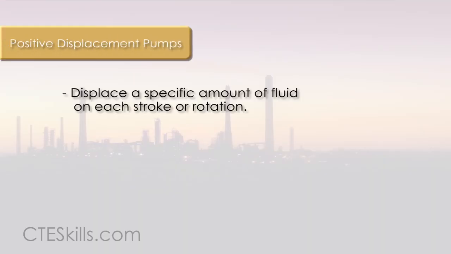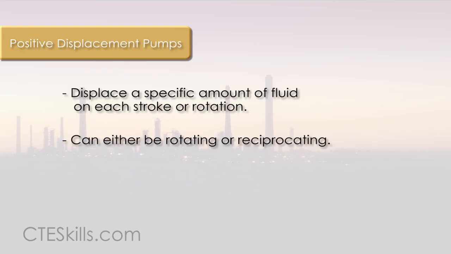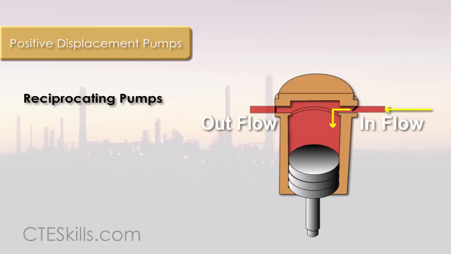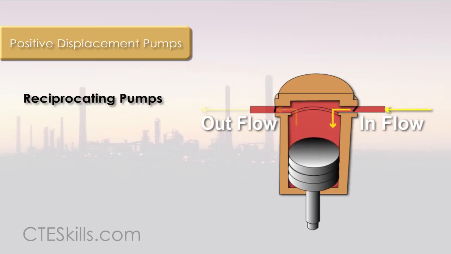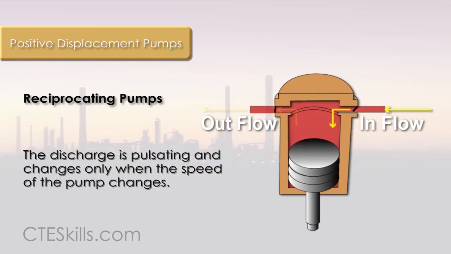Positive displacement pumps displace a specific amount of fluid on each stroke or rotation. These pumps can either be rotating or reciprocating. In a reciprocating pump, a volume of liquid is drawn into the cylinder through the suction valve on the stroke and is discharged under positive pressure through the outlet valves on the discharge stroke. The discharge is pulsating and changes only when the speed of the pump changes.